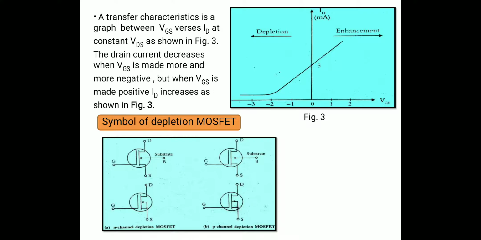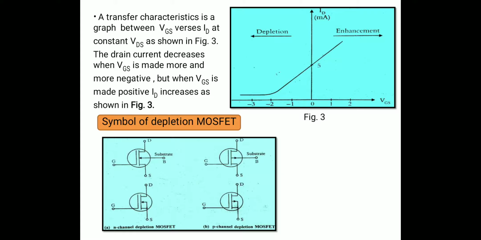The variation of drain current with gate voltage VGS is called the transfer characteristics curve, as shown in the figure. From this transfer characteristics curve, it is clearly seen that when VGS becomes more and more positive, drain current goes on increasing. That is, MOSFET will work as an enhancement MOSFET. But when VGS becomes more and more negative from 0, drain current goes on decreasing. In this case, MOSFET will work as a depletion MOSFET.